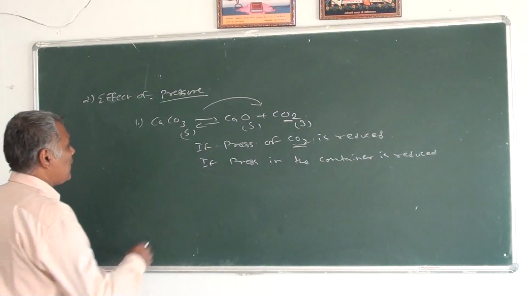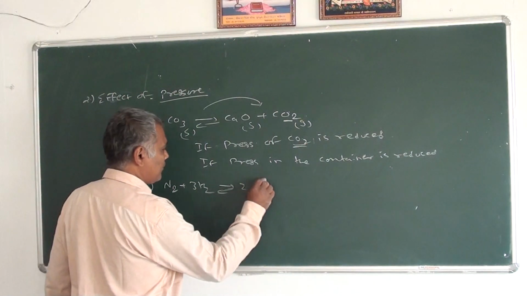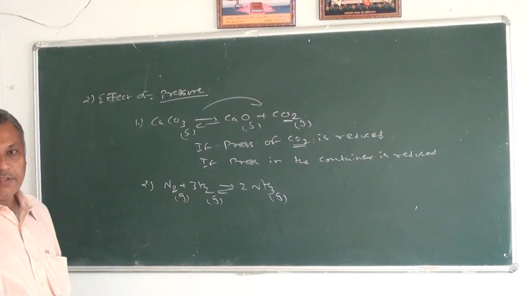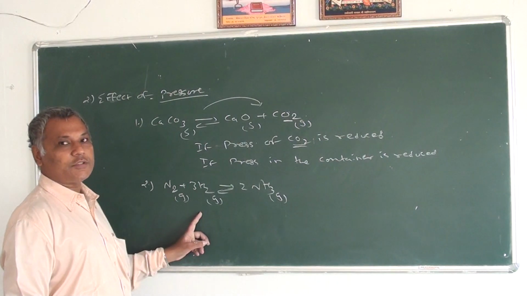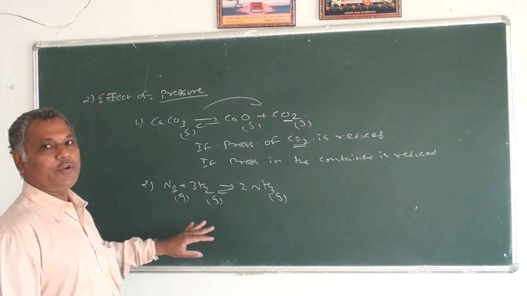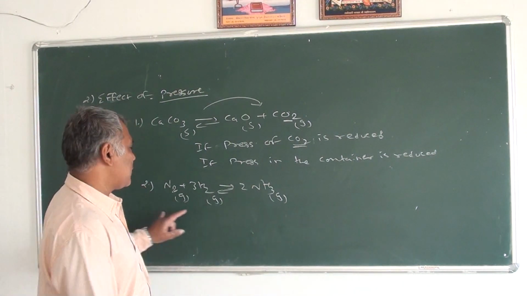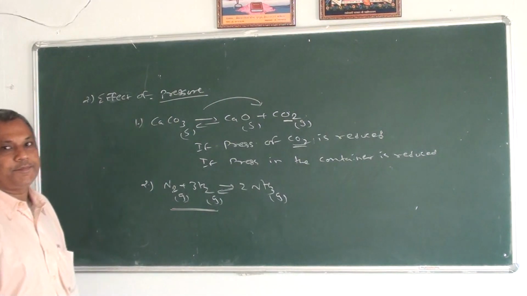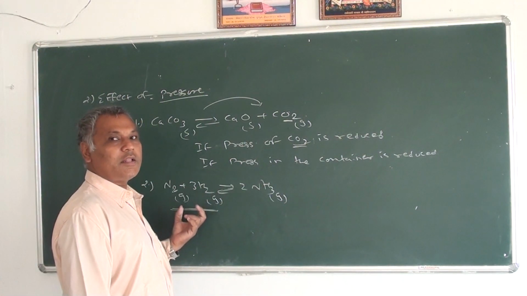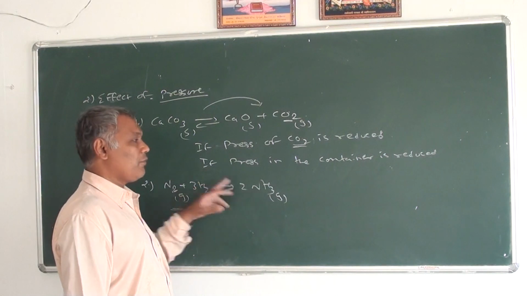The reason is, if I take a second example, these components are all in the gaseous state. If I reduce the pressure in this reaction, what will happen? All three components are going to be affected. If I reduce the pressure in all three components, that will reduce the pressure of the container. In that case, the maximum effect will be on the reactants. More reactants means less product. So more pressure reduction is on the reactant side.